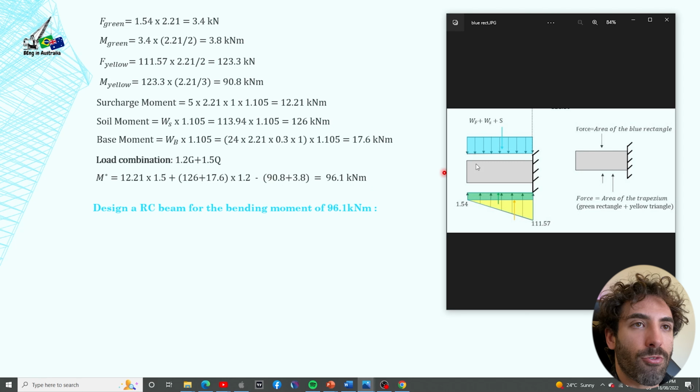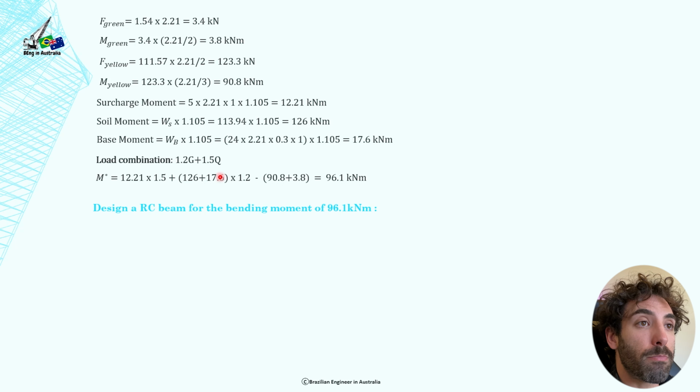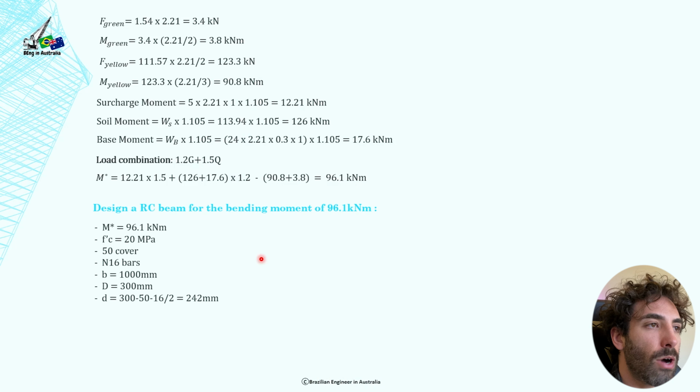Okay, so let me explain what we did here. We found the bending moment from these forces here, we found the bending moment from these forces here, and we pretty much subtracted these bending moments, like the M net, to get a resultant bending moment, and we found that the resultant bending moment is 96.1. So what we need to do is design this reinforced concrete beam for the bending moment of 96.1 kilonewton meters. So how do we do that?